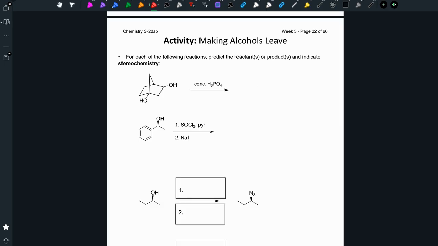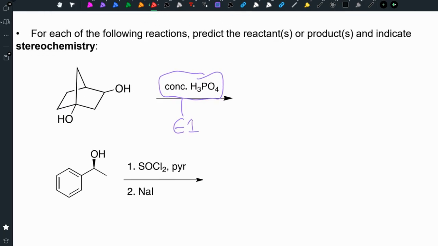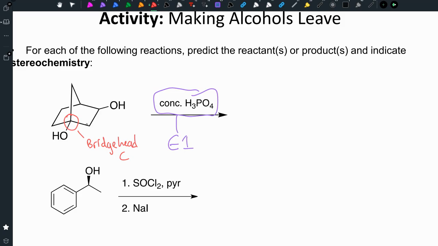All right, for this next one, I see concentrated H3PO4. This makes me think of an E1 reaction. I have 2 alcohols in this molecule. One problem with one of them is that it is on what we call a bridgehead carbon atom. And there's a rule that I am not even sure if I introduced back in Module 7, but because of the geometry of this molecule, a bridgehead carbon can never be flat, can never be planar.